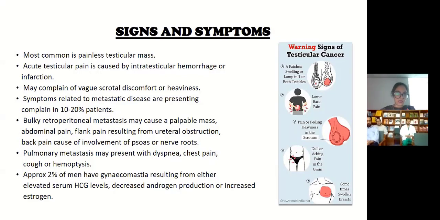Bulky retroperitoneal metastasis may cause a palpable mass, abdominal pain, flank pain resulting from ureteral obstruction, back pain because of involvement of psoas muscle or nerve roots. Pulmonary metastasis may present with dyspnea, chest pain, cough, or hemoptysis. Approximately 2% of men have gynecomastia resulting from either elevated serum HCG levels, decreased androgen production, or increased estrogen.